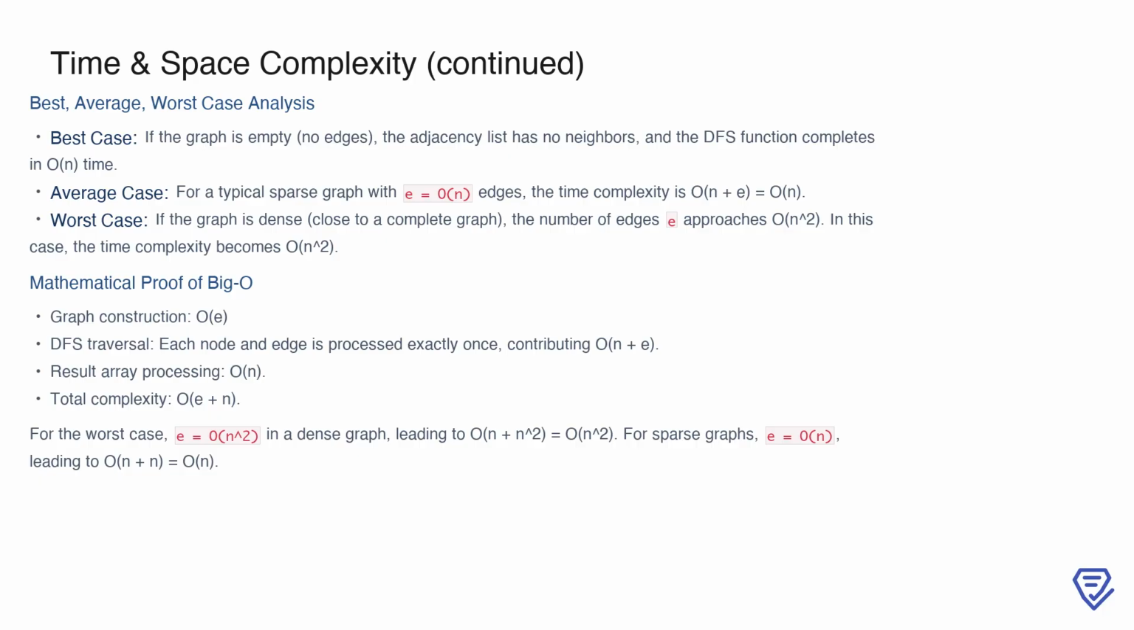In the worst case, with a dense graph where E approaches O(N squared), the time complexity becomes O(N squared). To validate this mathematically, the graph construction step is O(E), the DFS traversal processes each node and edge exactly once for O(N plus E), and the result array processing adds O(N). Summing these, we get O(E plus N). For dense graphs with E equals O(N squared), the total becomes O(N squared), while for sparse graphs with E equals O(N), the total reduces to O(N).